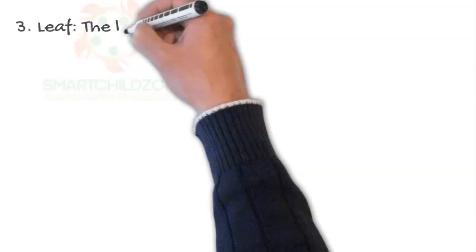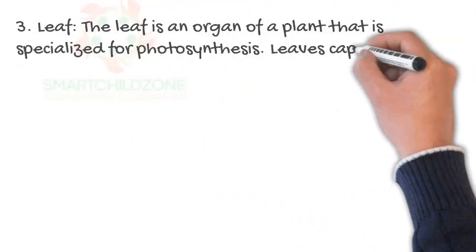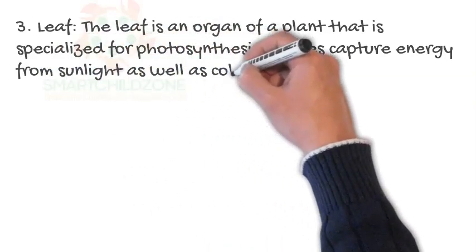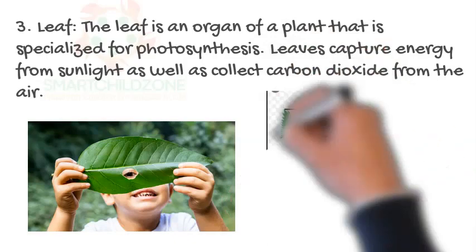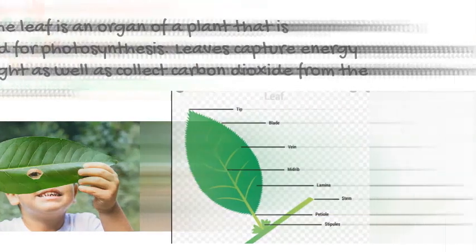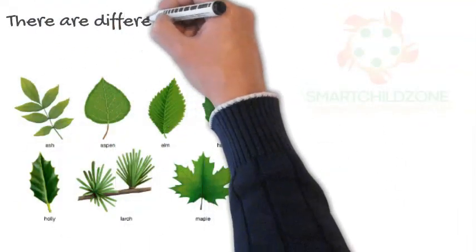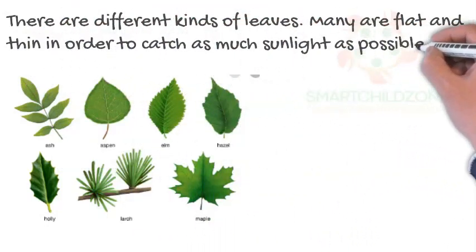3. Leaf. The leaf is an organ of a plant that is specialized for photosynthesis. Leaves capture energy from sunlight as well as collect carbon dioxide from the air. There are different kinds of leaves. Many are flat and thin in order to catch as much sunlight as possible.